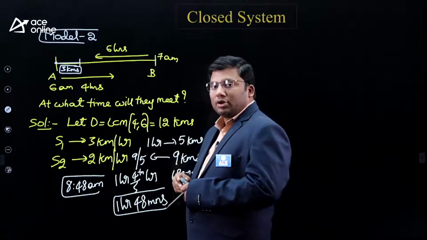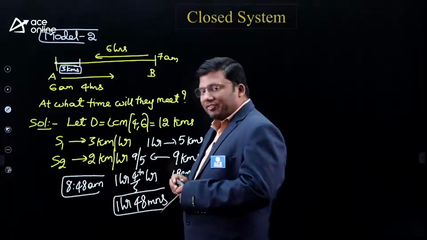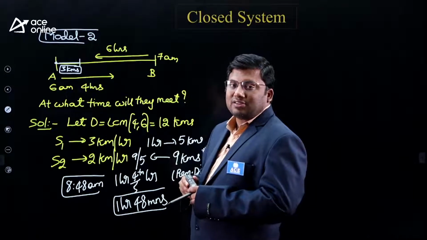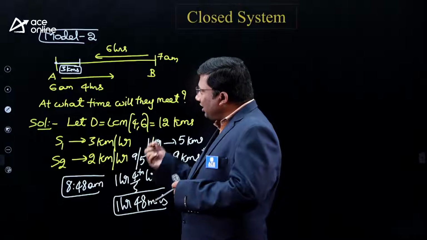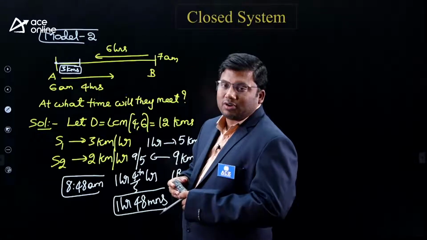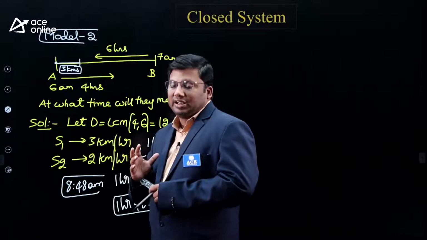9 by 5 is 1 and 4 by 5. So 1 hour and 4/5 of an hour. 4/5 of an hour is 48 minutes. 1 hour 48 minutes from 7 o'clock. What is the time? 8:48 a.m.